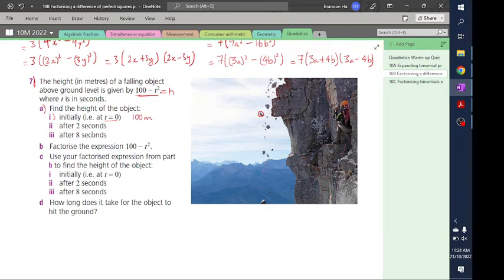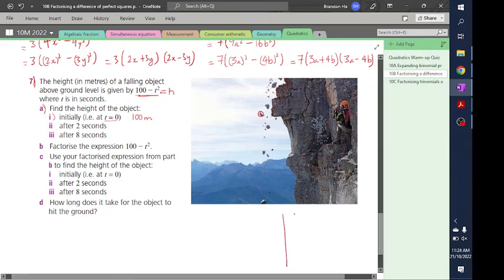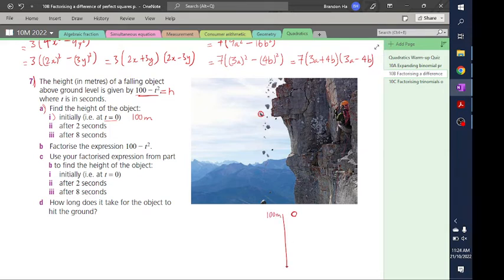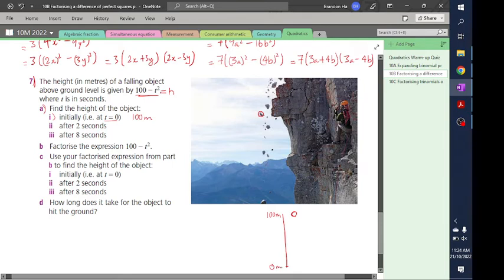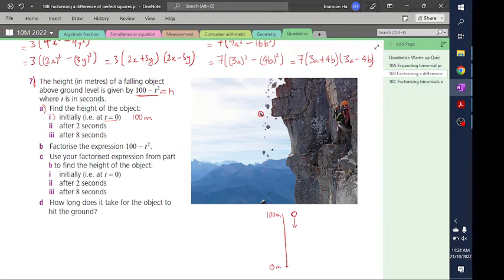After 2 seconds, what is the height of the object? Right? Maybe I'm going to draw another chart here for you to understand more easily. So the object is here, starting at 100 meters, right? And this is the ground. It's 0 meters. So obviously it's falling like this. After 2 seconds, what is the height of the object?